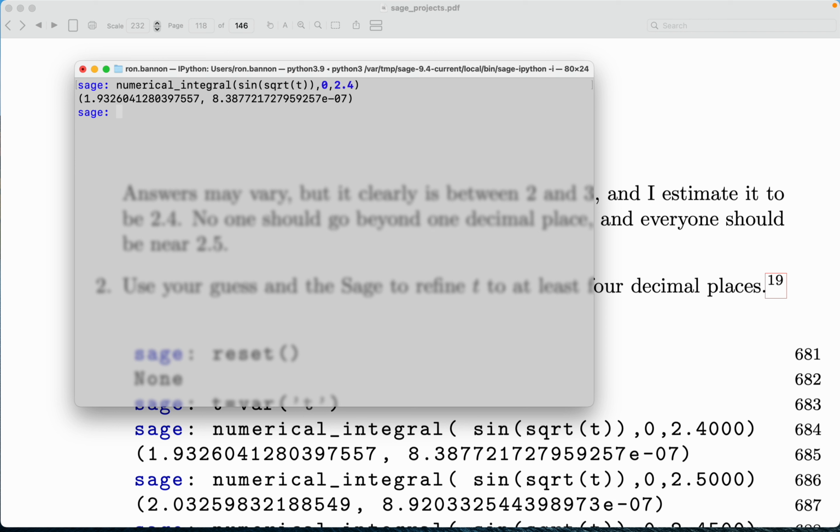All right, so it says it's 1.932. I got to go a little bit bigger than 2.4. So let's go 2.5.